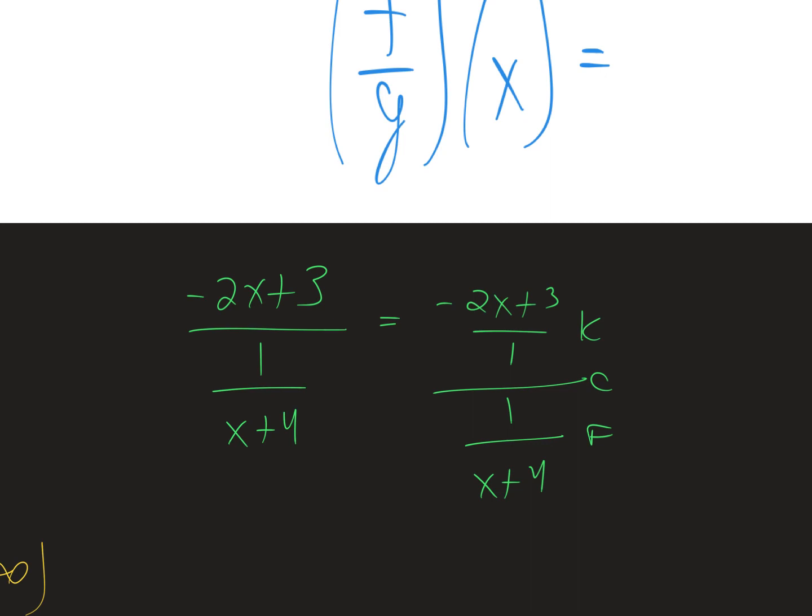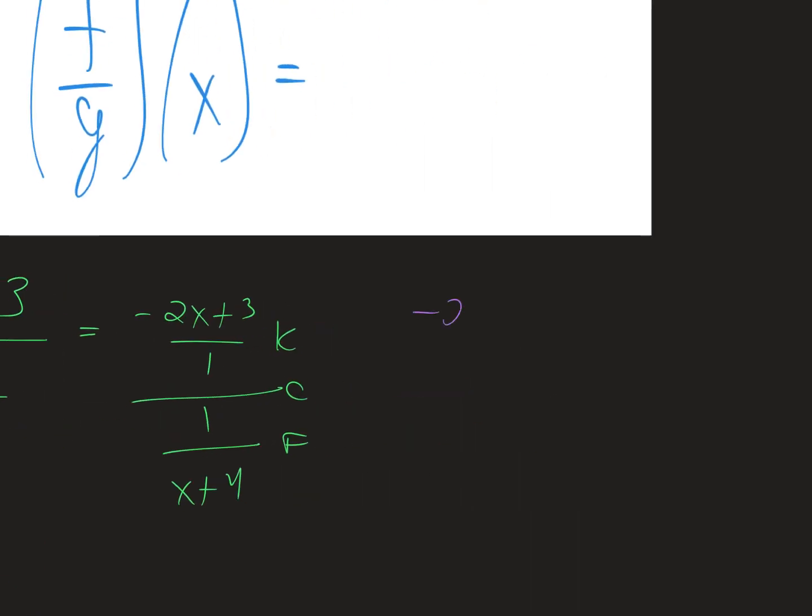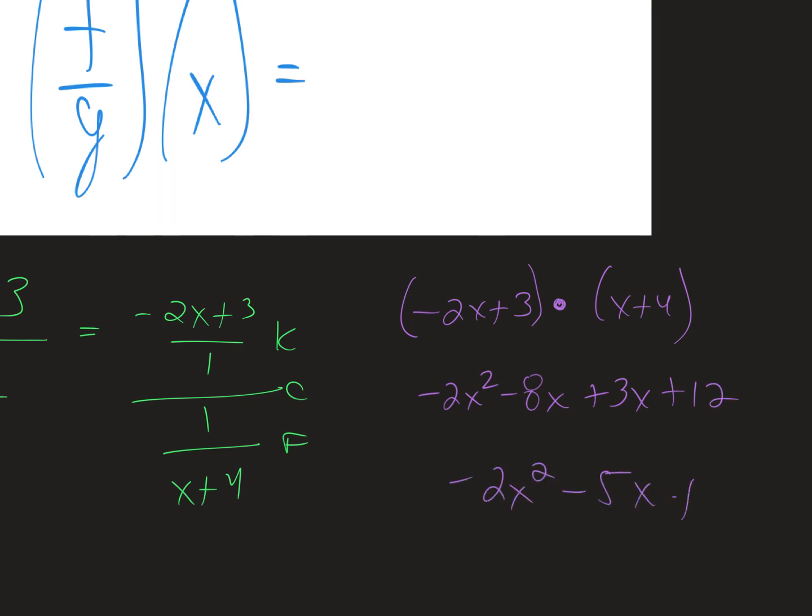So when I keep the first one the same, I have negative 2x plus 3. I'm going to change to multiplication. And when I flip, what am I multiplying by? x plus 4. Do we know how to multiply this together? Yeah. Negative 2x times x is negative 2x squared. Negative 2x and 4 is minus 8x. 3 and x is plus 3x. 3 and 4 is 12. Combine like terms: negative 2x squared minus 5x plus 12.